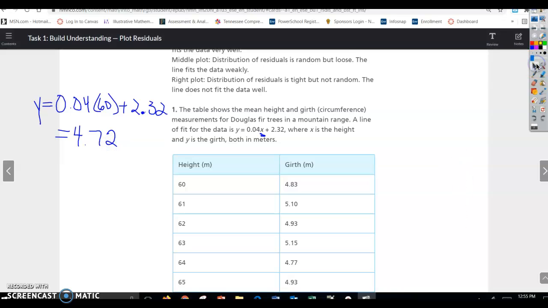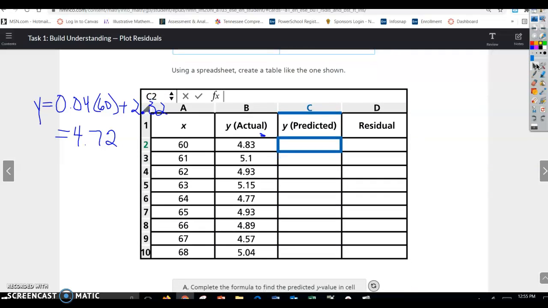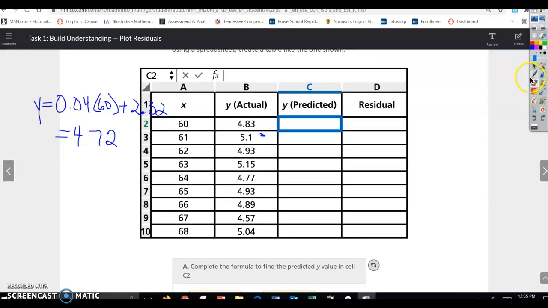If I come down here and look at my table, my predicted value is 4.72. I got that by simply plugging this x value into the equation. And my actual value was 4.83. So to find the residual, I just need to subtract these two. So 4.83 minus 4.72 is 0.11. You need to do that for each one of these in the table. So just pause the video and go ahead and fill these in.